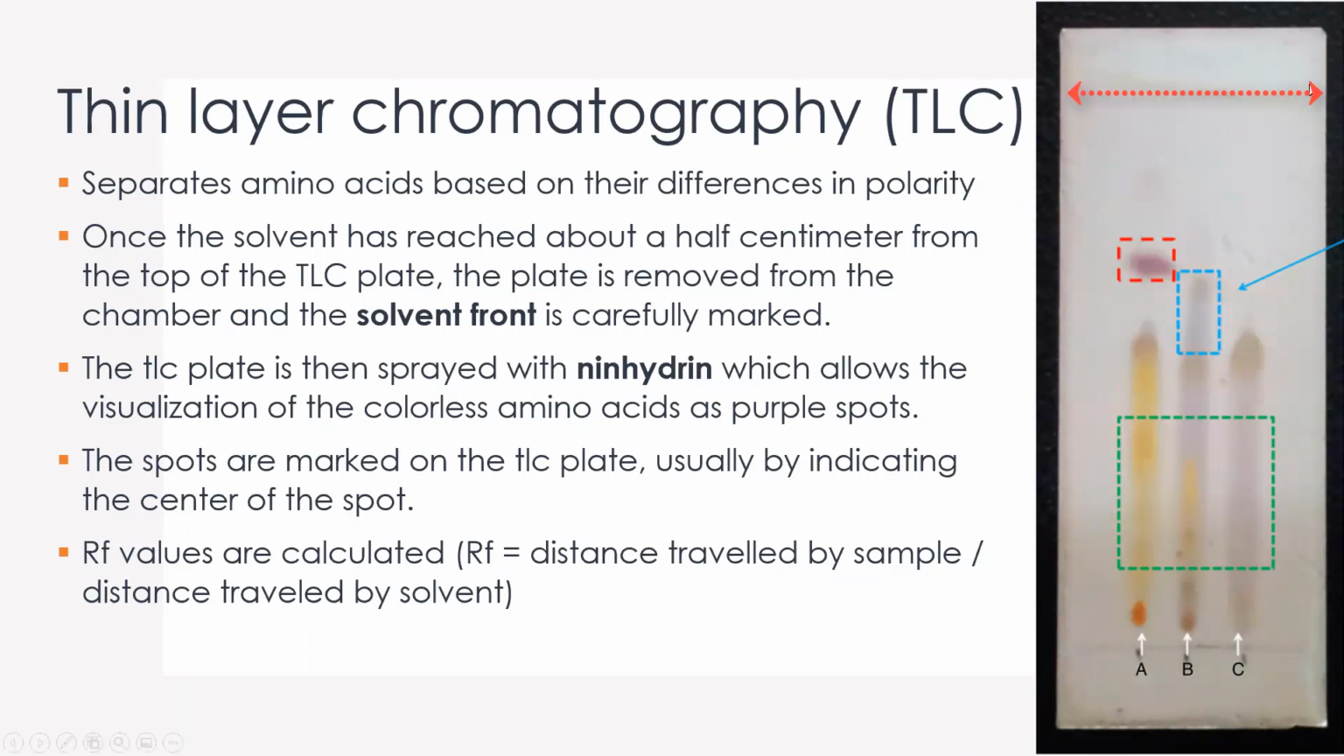Once the solvent reaches about a half centimeter from the top of the TLC plate, remove the TLC plate from the chamber and make a thin line where the solvent front is. The TLC plate is then sprayed with ninhydrin, which allows for the visualization of colorless amino acids as purple spots. The spots are marked on the TLC plate, usually by indicating the center of the spot. Rf values can then be calculated using the formula Rf equals the distance traveled by the sample divided by the distance traveled by the solvent.